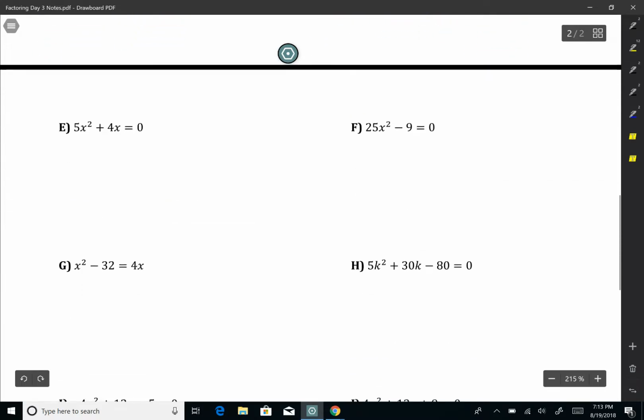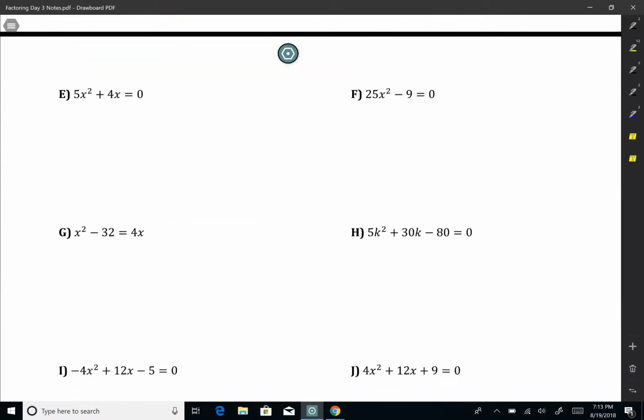E is a little different than ones we're used to. This isn't the proper form, it's just that our c value is 0. And whenever we have a c value that's equal to 0, we just need to pull out the GCF of our two terms, and we can solve the factors that way. So if I look at 5x squared and 4x, I can take out an x from each of those terms, and I will have x times 5x plus 4.